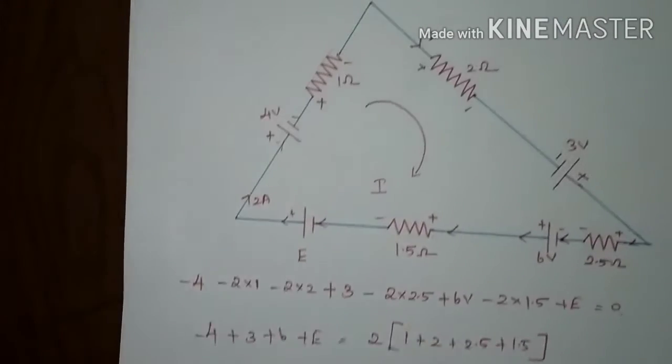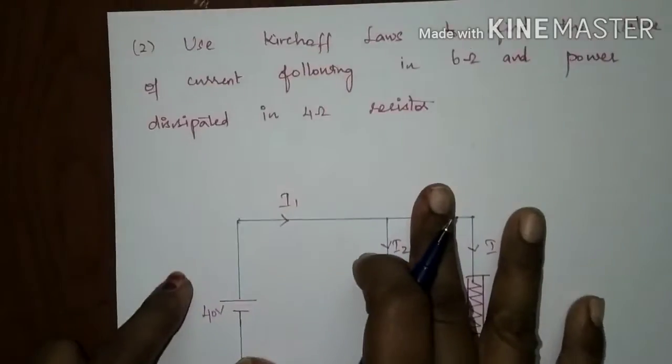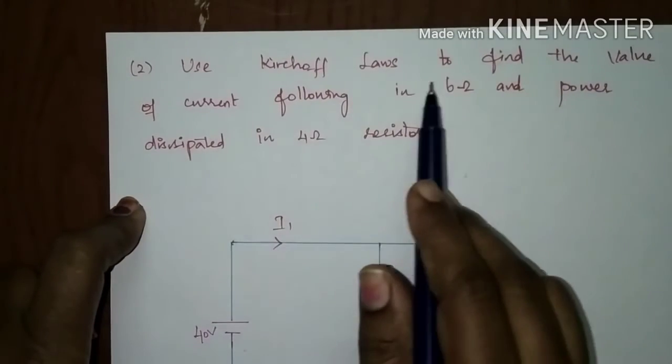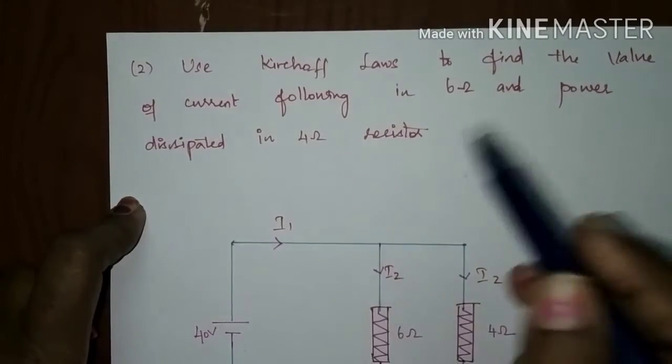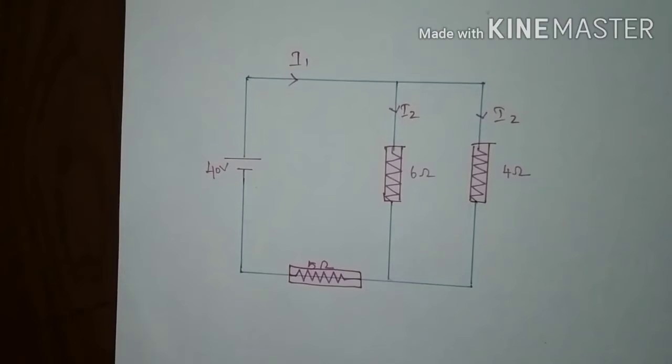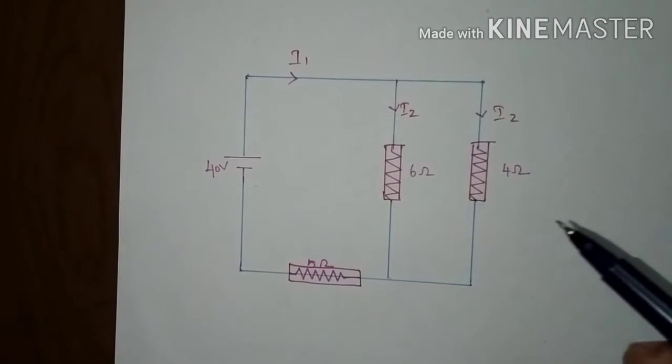It's very simple. Just by doing KVL throughout the network, we can find the value of an unknown electrical source present in the circuit. See, in this problem, using Kirchhoff laws, find the value of current flowing in the 6 ohm resistor and the power dissipated in the 4 ohm resistor. We can use KCL and KVL here.